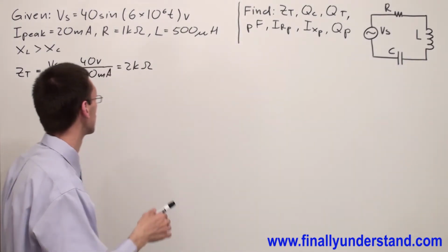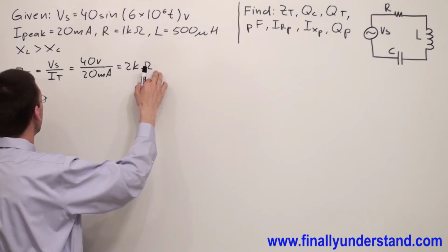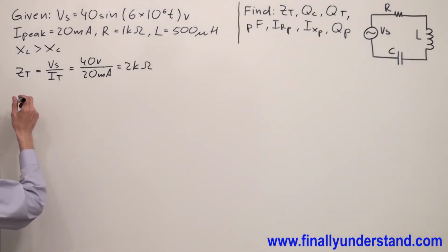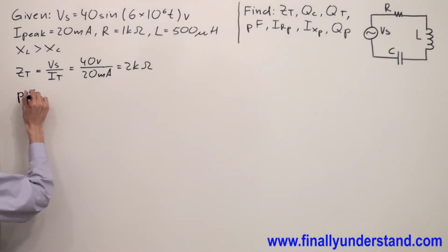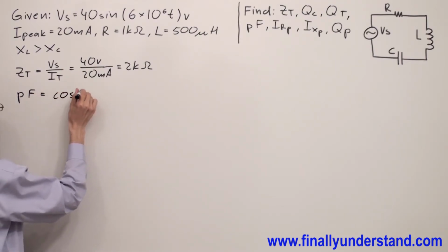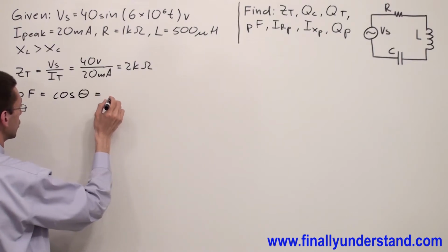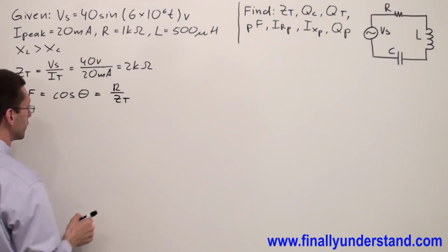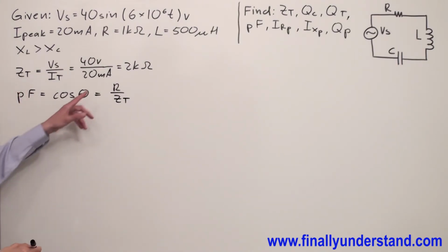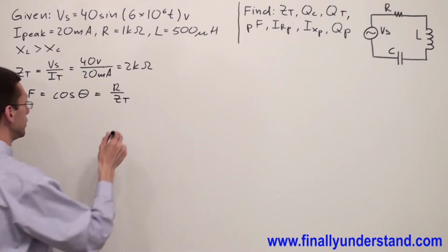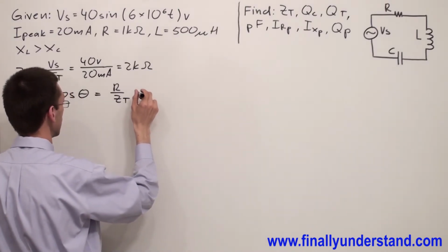Why is it not complete? Because we also have to find the angle. In order to find the angle, I'm going to use the formula for power factor. Power factor is equal to cosine of angle theta, and this is also equal to R over Z total. R is given, we found Z total, so we can easily find angle theta.